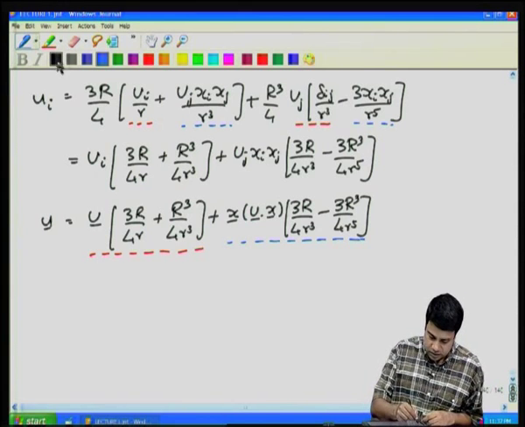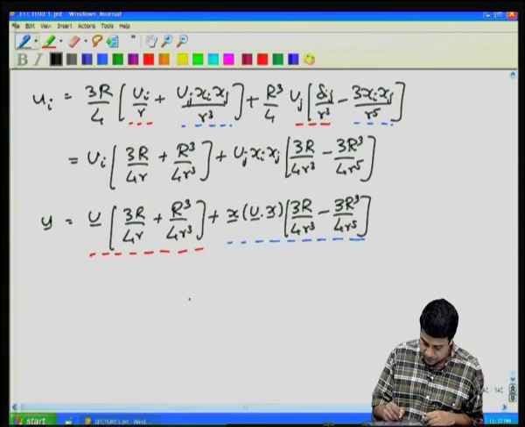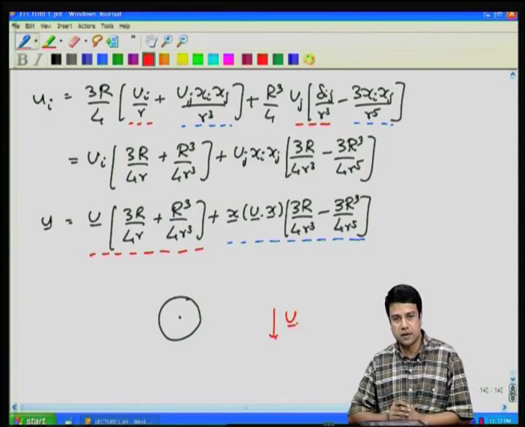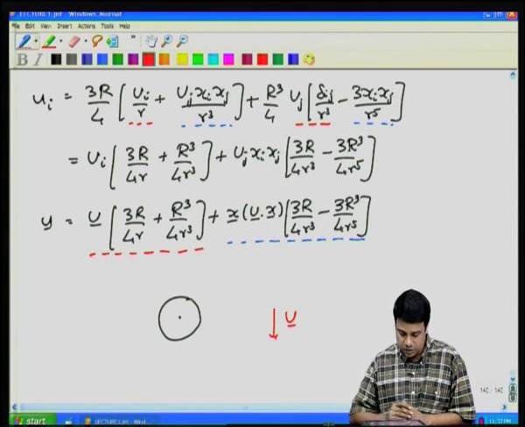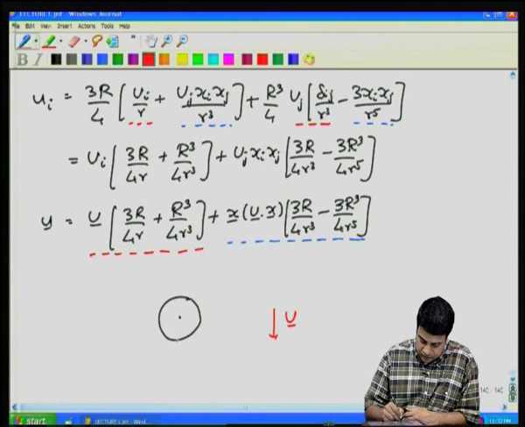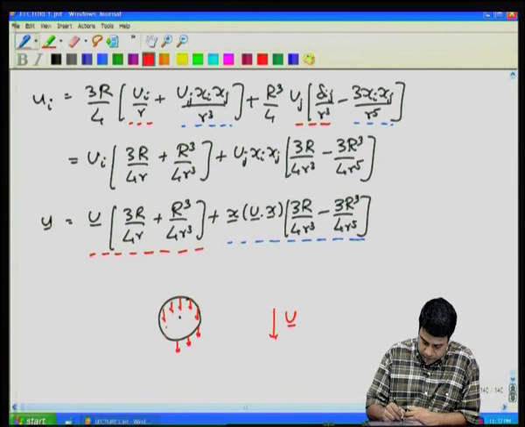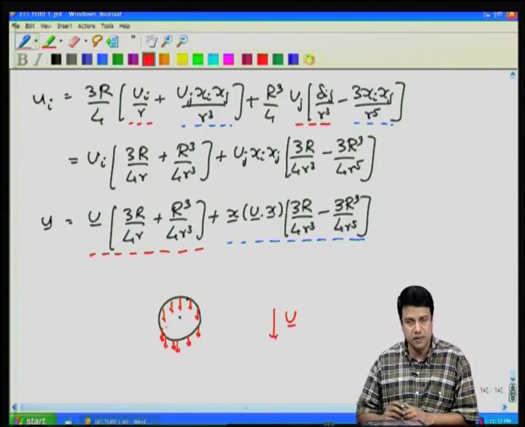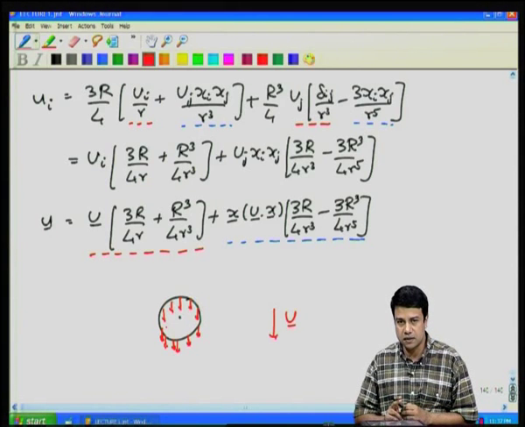Okay. So, let us take a sphere that is settling in a fluid. And let us assume that the velocity direction u is in this direction. Okay. So, at the surface of the sphere itself, the velocity is purely in the u direction. At the surface of the sphere itself, the velocity is along the u direction alone. At r is equal to capital R, as you can see, the blue part goes to 0, and the red part is equal to just 1.